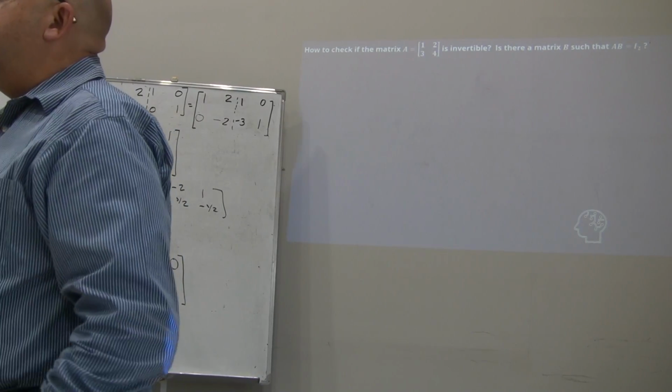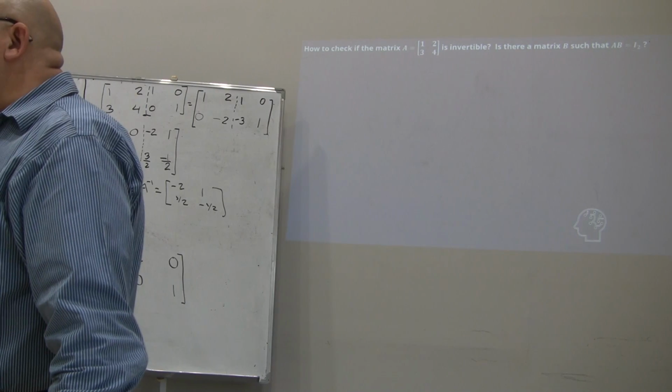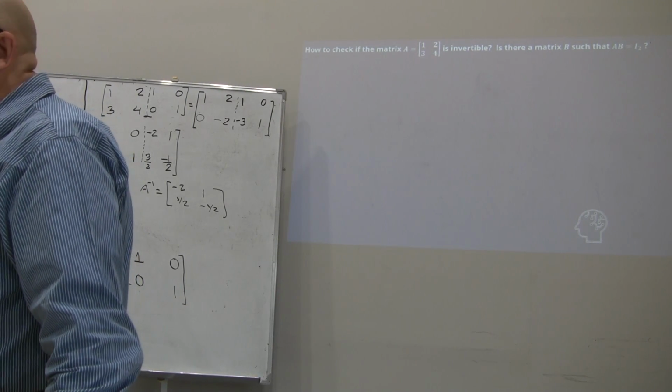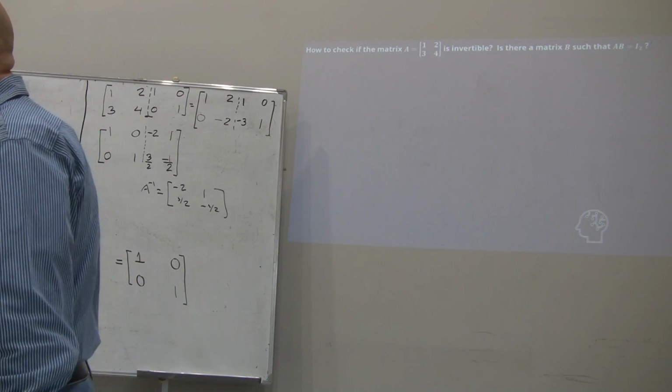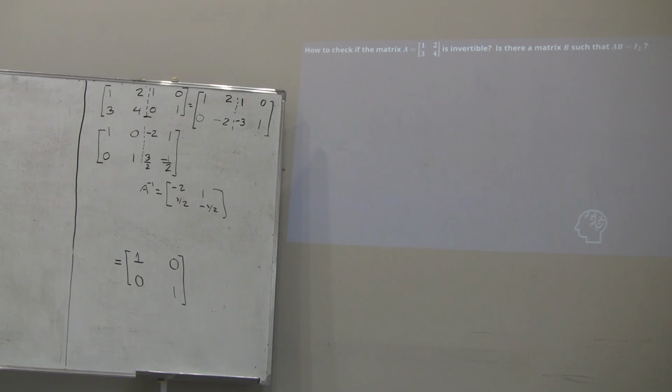What is the proof behind all of this? It is given in this slide. Let's go through it step by step. And also it's an introduction for the elementary row matrices.